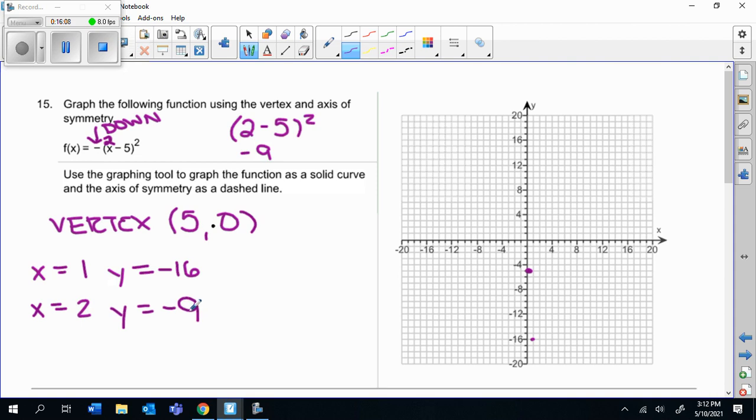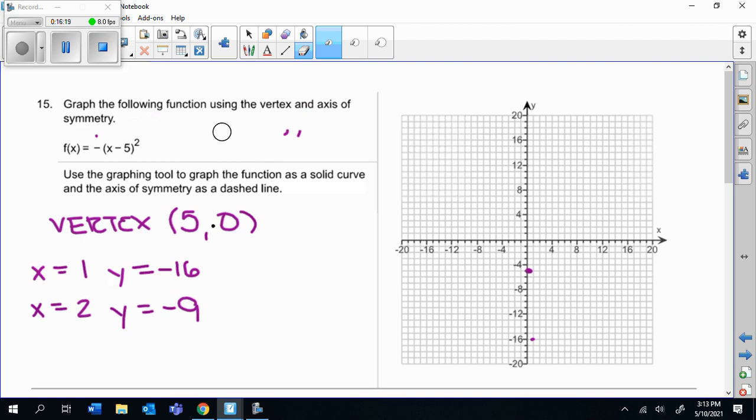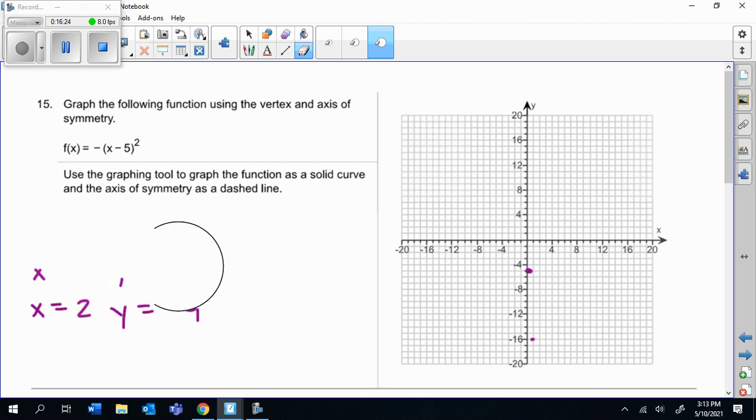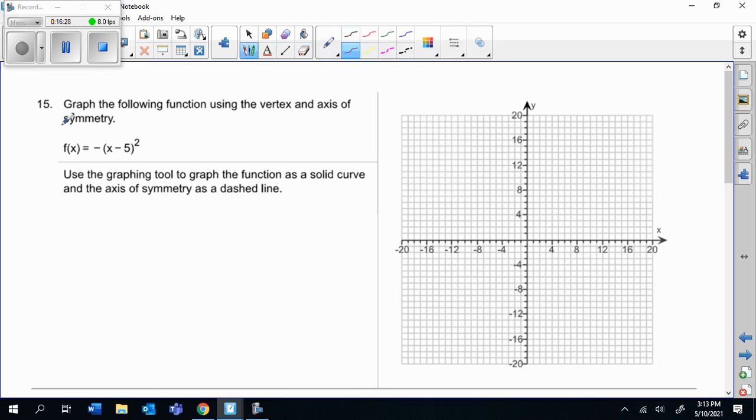Why is this not going the direction I want it to? Oh, never mind. All right, so we're going to back this up. I went down, and I should have gone to the left or to the right. Well, you can see how I make a mistake, my whole process here. Let's go over this again.